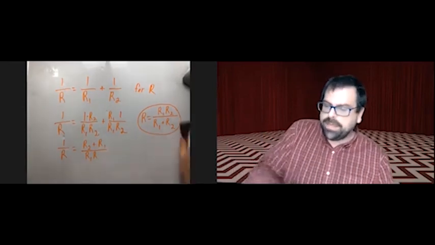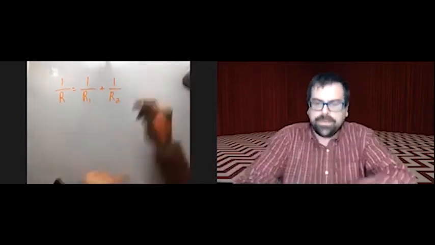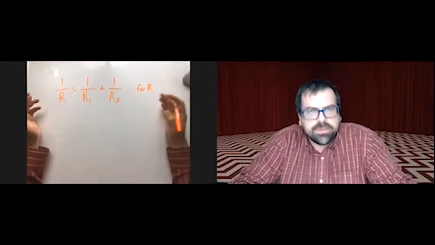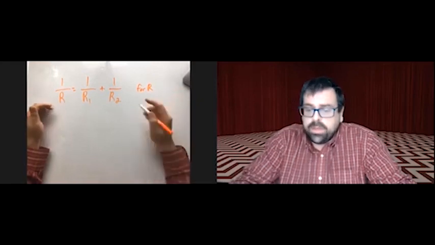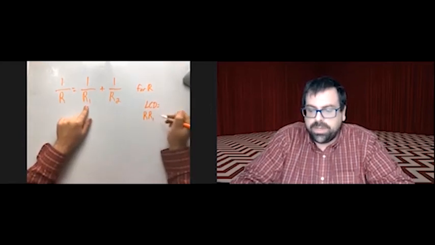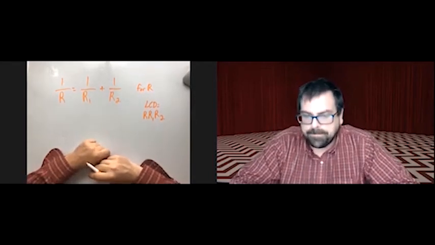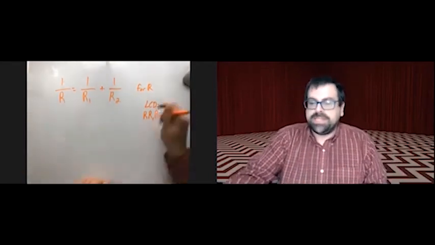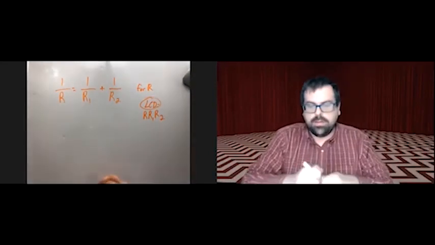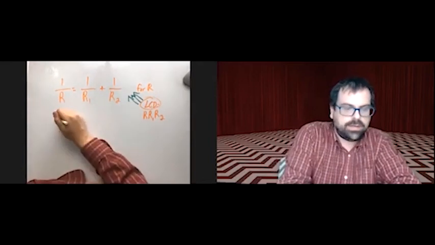Let's do this same problem again. This time, instead of getting fancy with it, let's do it the way we've done all of them. Because the way we've done all of them is going to work. The LCD would be R times R1 times R2. These are three different things. What do we do with the LCD when we find it? We're going to put them in the top everywhere.